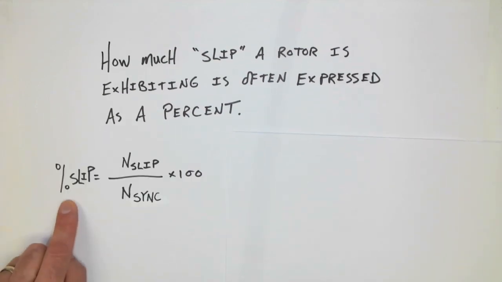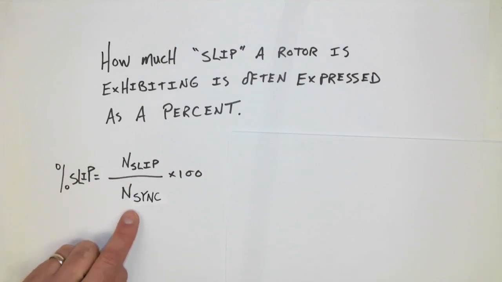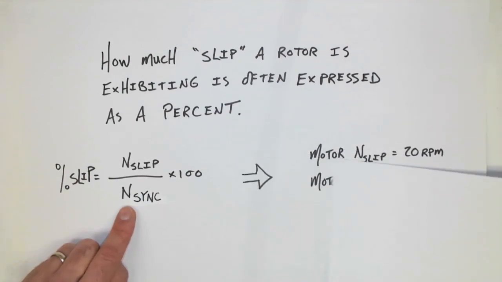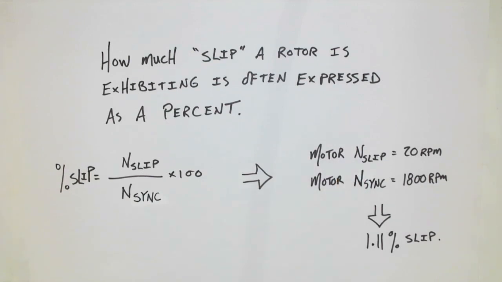Percent slip is equal to the slip speed divided by the synchronous speed. As an example, a motor with a slip of 20 RPM and a synchronous speed of 1800 RPM, we would say is operating at 1.11% slip.